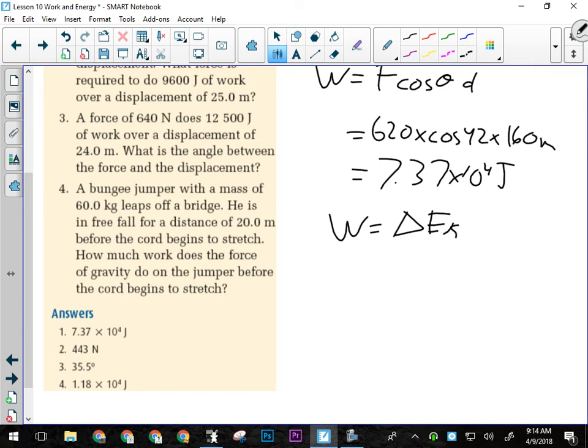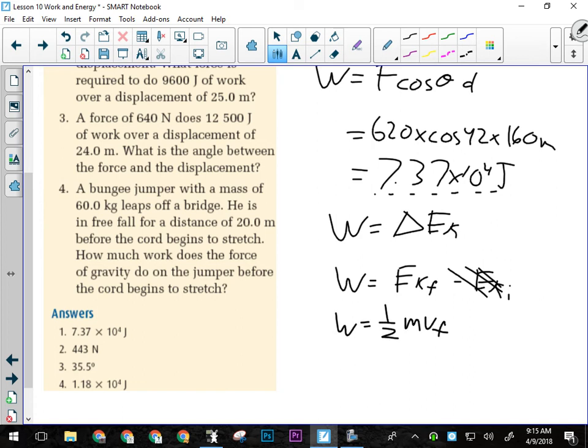Now, if we assume it started from rest, that means that the work we just calculated equals EK final minus EK initial. Change is always final minus initial, whatever you're dealing with, you just put it in there. So this is going to be our final kinetic energy, because that's what we have after the work is done. And we said we started from rest, which means EKI is 0. So then what I can say is that work equals 1/2 mvf squared, because the formula for kinetic energy is 1/2 mv squared.